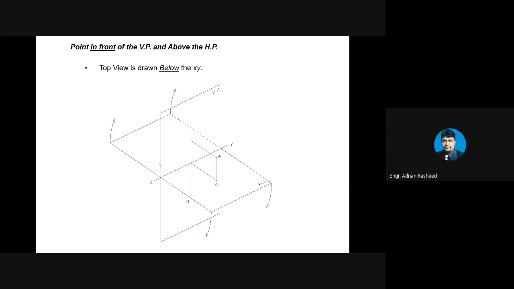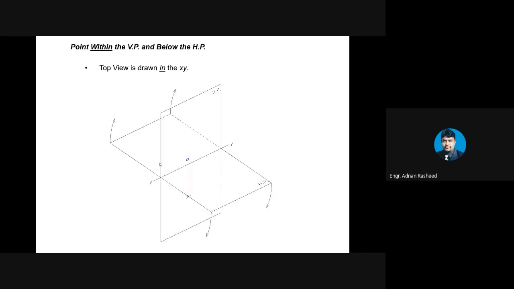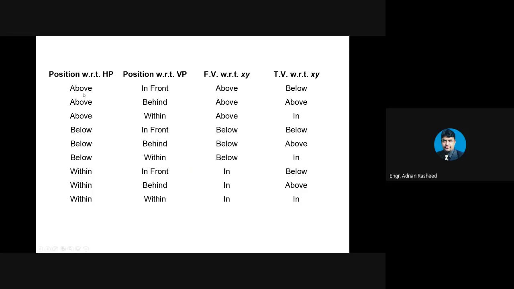So we have discussed all these scenarios: position with respect to the horizontal plane, position with respect to the vertical plane, and frontal view with respect to XY. So if a point is above the horizontal plane and in front of the vertical plane, in this case the front view will be above the XY line and the top view will be below the XY line.